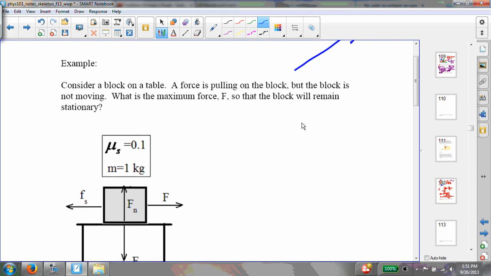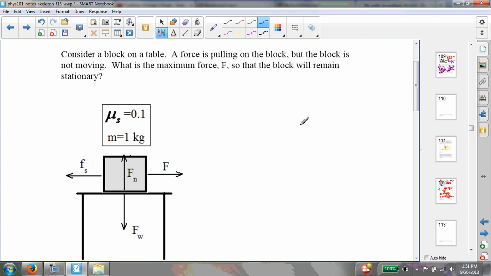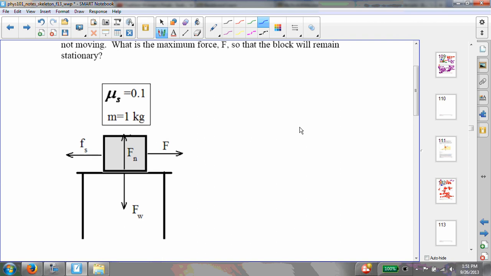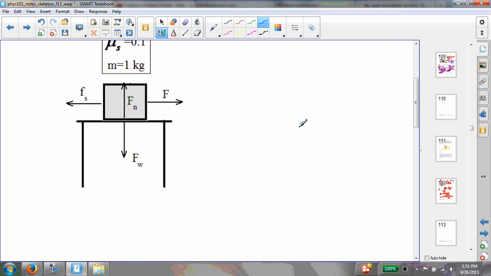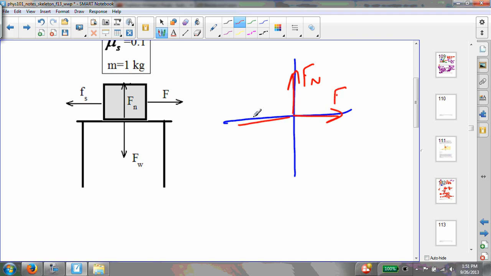All right, well, let's look at this example. This is a quick example, but I have a block on a table, and a force is pulling on the block, but the block is not moving. I want to know the maximum force F so that the block will stay stationary. I've already drawn all the forces, so I'm just going to redraw them on a coordinate grid. I have my normal force, my force F, my static frictional force, and my weight.